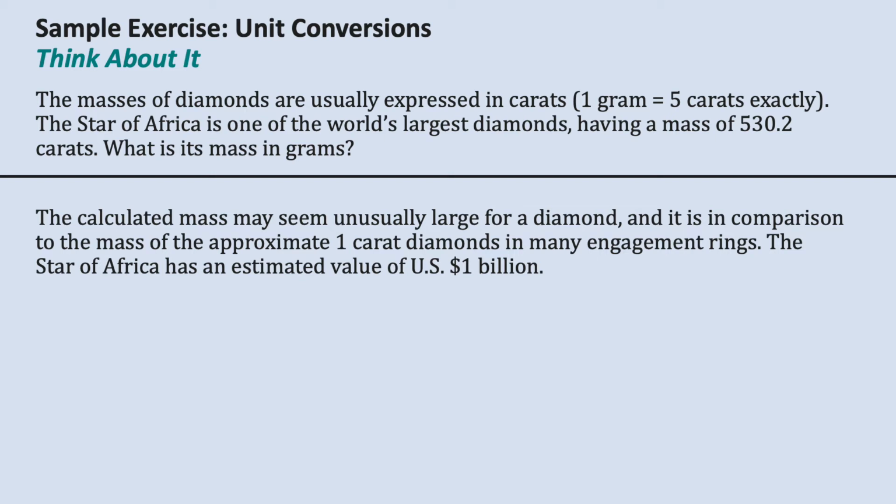So if you're looking for something to compare it to, engagement rings are probably the most common way that you will see diamonds referred to with their carat value. And 1 carat is about how much we have in an engagement ring. So how many grams would that be? Take a minute to think about that one. So this is a very extremely large diamond and is worth about $1 billion.